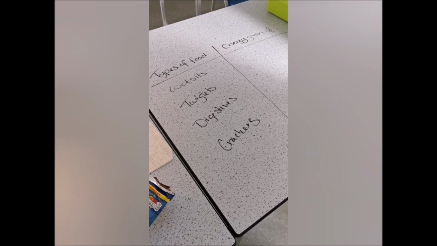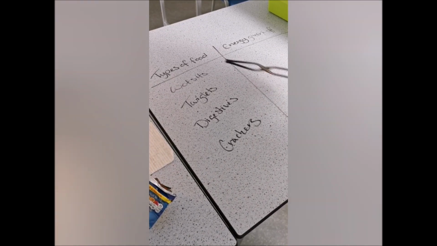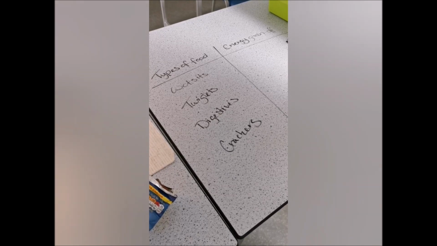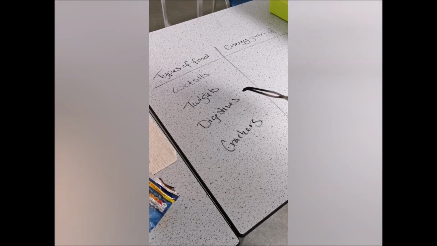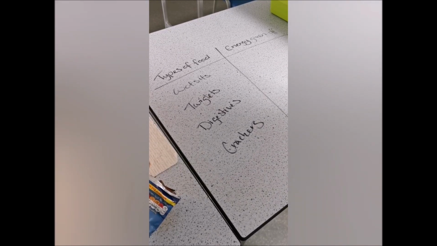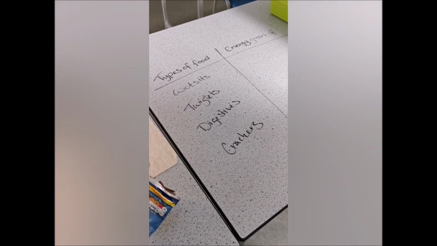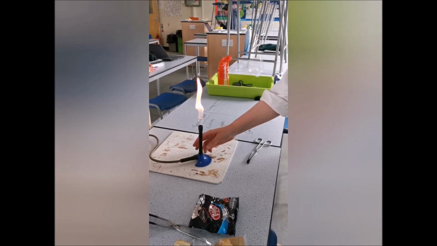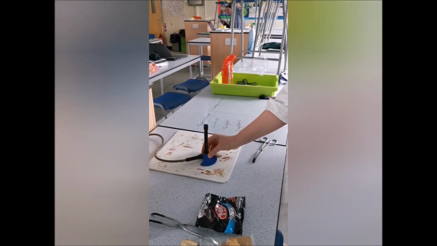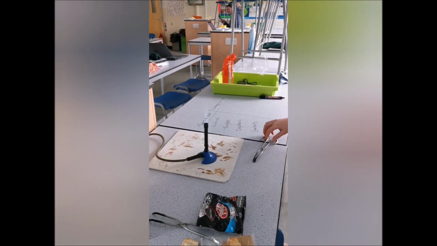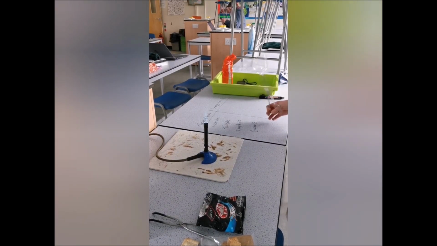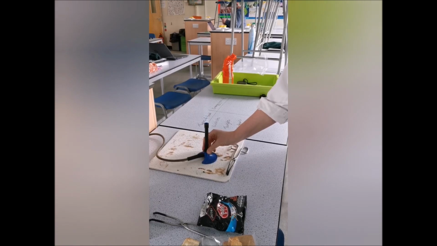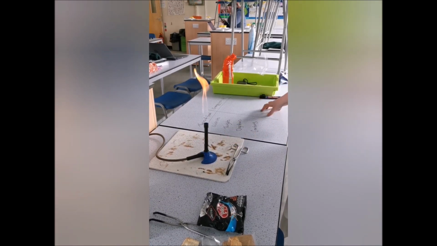So make a hypothesis. Which one of these do you think is going to give off the most energy? What do you think, Miss? Oh, I think the digestives might surprise us. Okay, I'm going to go for the wotsits. Right, let's get started. So we've made our predictions. I reckon digestives are going to have quite a lot of energy. Miss has gone for wotsits, and we are going to test the amount of energy that's given off.